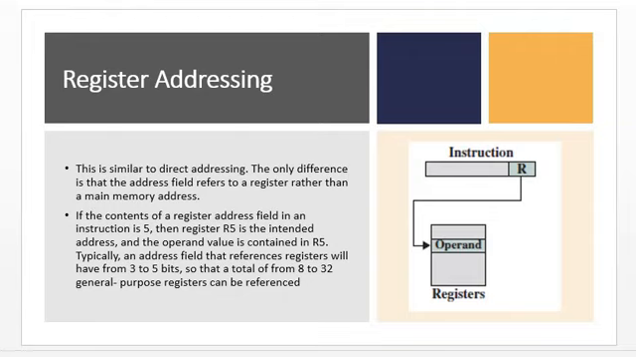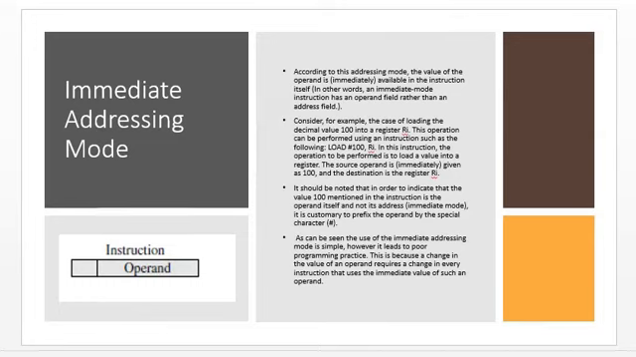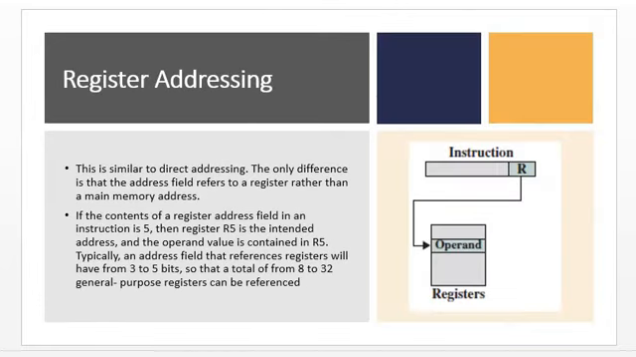So if we were to come back here, in immediate addressing, the operand is stored in the instruction. Then when you look here at register addressing, instead of having the operand here, we first have a register that points to the operand.